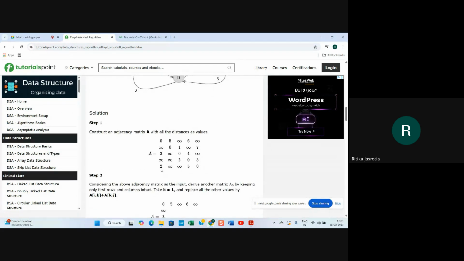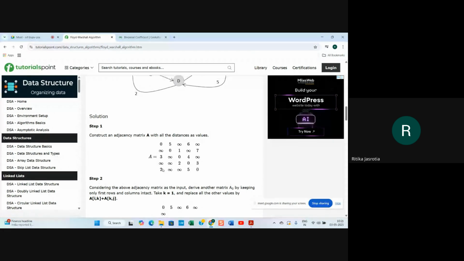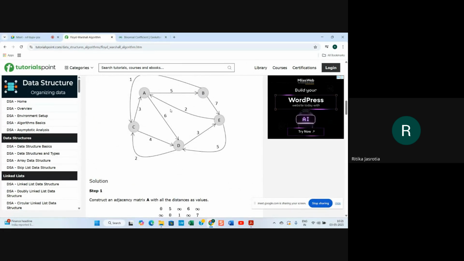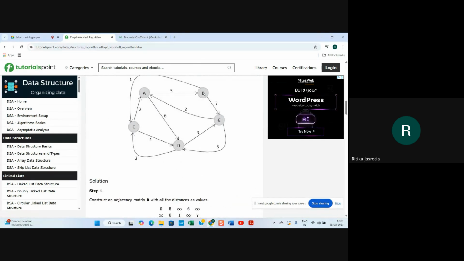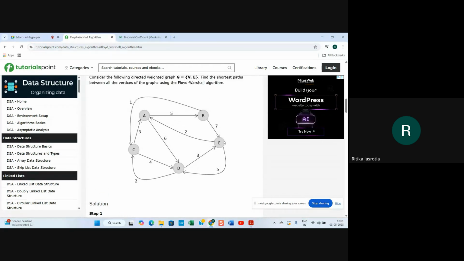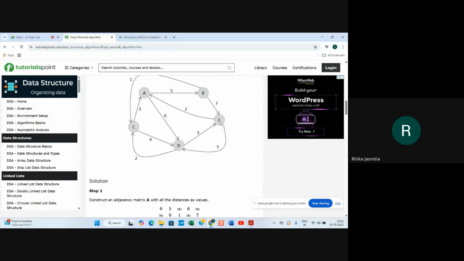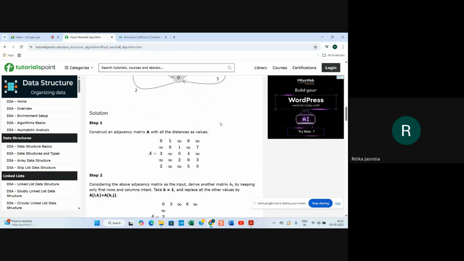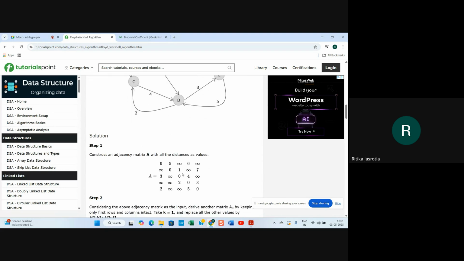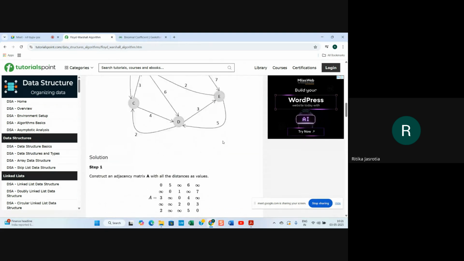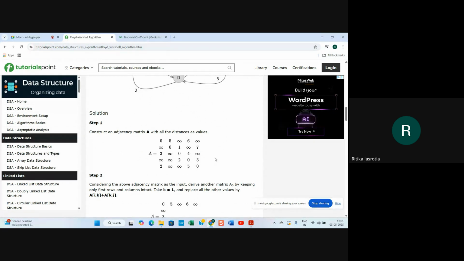Right, and then E to A is there, direction is there, 2. Then E to B is not there, opposite direction is not there, then infinity. E to C is not there, infinity. E to D is there, 5. Right, and E to E is 0. So this is the adjacency matrix you have created, A.